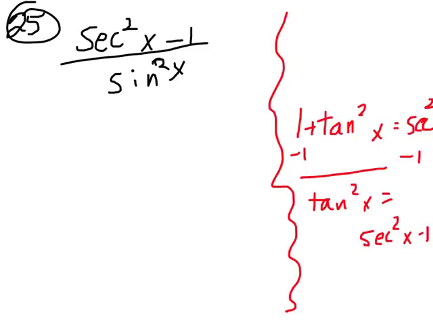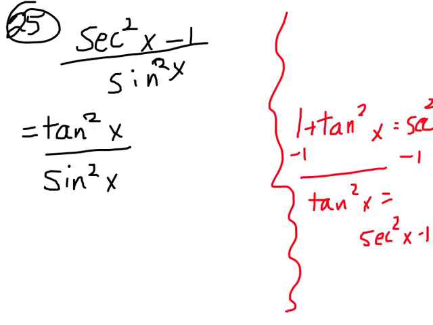I'm going to substitute tangent squared x because those two things are equal, so I'm going to substitute an equal amount up there. That is equal to tangent squared x. And on the bottom, I have sine squared x. Okay, now that's kind of good. I know I could kind of reduce tangent to sines and cosines, and something's going to cancel out, right? Because tangent is sine over cosine.